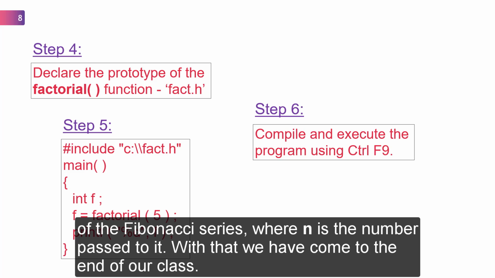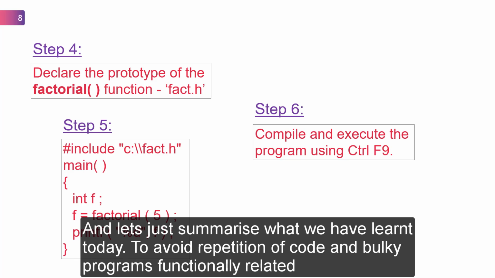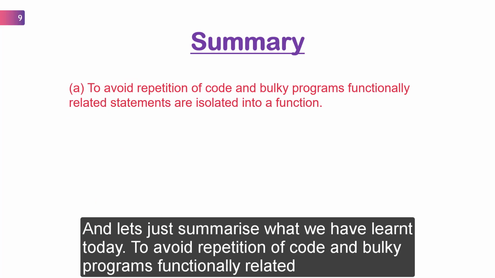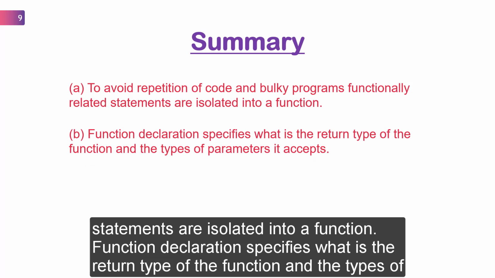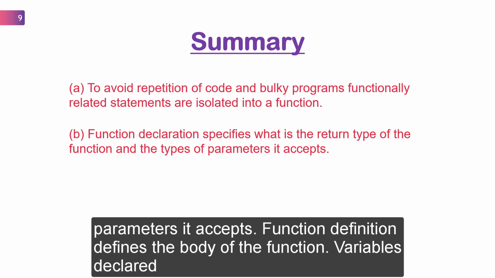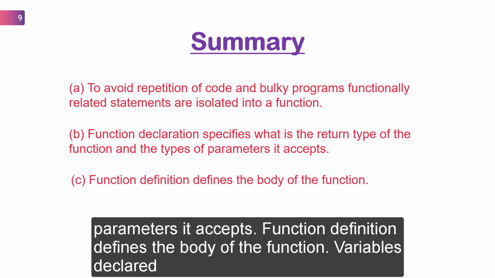With that, we have come to the end of our class. And let's just summarize what we have learned today. To avoid repetition of code and bulky programs, functionally related statements are isolated into a function. Function declaration specifies what is the return type of the function and the types of parameters it accepts. Function definition defines the body of the function.